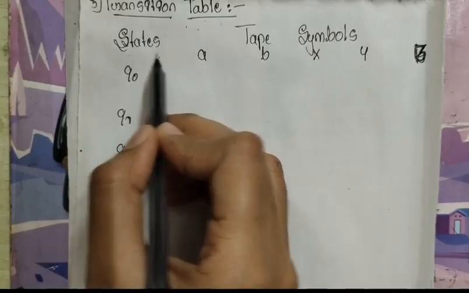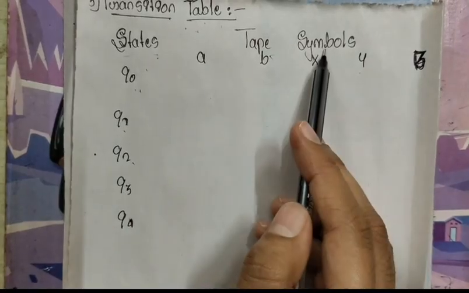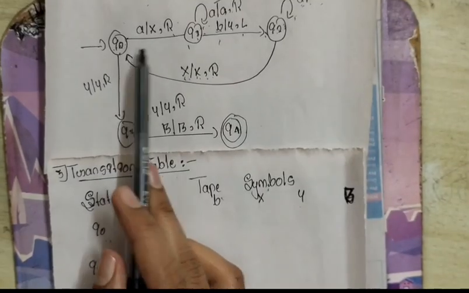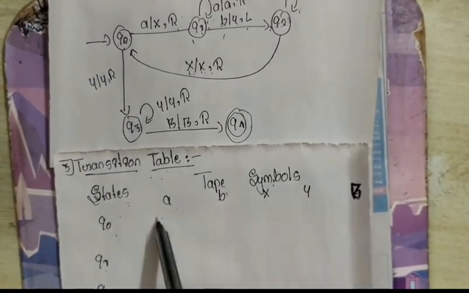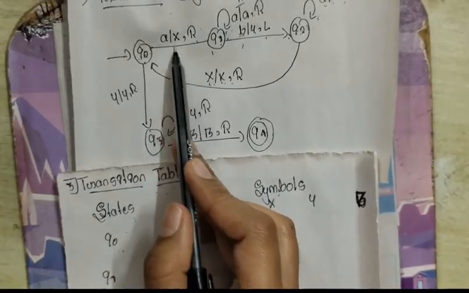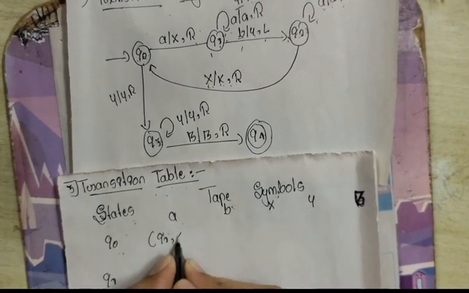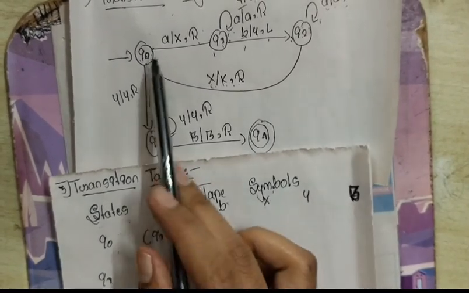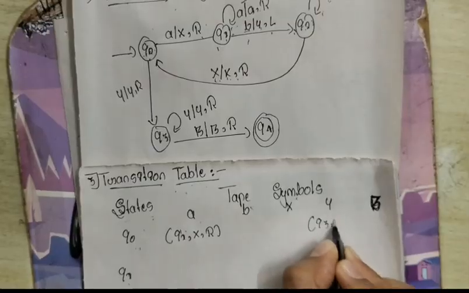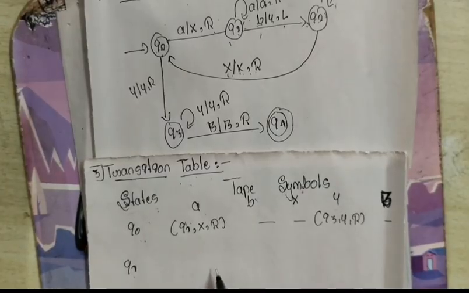Transition table considers the states and tape symbols. The states are q0, q1, q2, q3, q4 and tape symbols are a, b, x, y, b. Based on the transition diagram, we have written the transition table here. This is our q0 state, input symbol a and it is moved to q1 state, means q1, x, r. And next one is it is moved to q3 state, input symbol y, means q3, y, r. Remaining all are as it is.